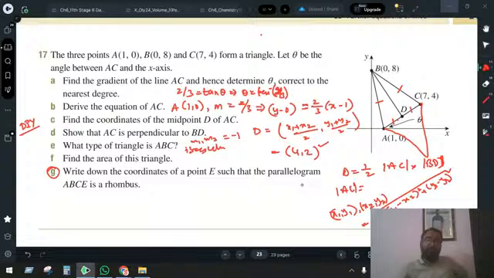Okay, and this is the equation to find the diagonal of the parallelogram ABCE, and we need E. He is asking for the coordinates of E. So we could just find the distance between B and D, and then E, you put the same distance between D and E. Okay, BD is equal to DE.